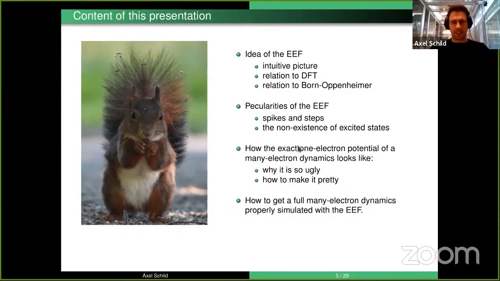Then I will show you an example of such a one electron potential of a many electron dynamics, and I will show you that it's pretty ugly. But I will also show you what's important there and how to make it pretty. And in the end, I'm also going to give you an idea of how we want to really use this ansatz, or this idea of this exact electron factorization, to simulate a proper many electron dynamics.